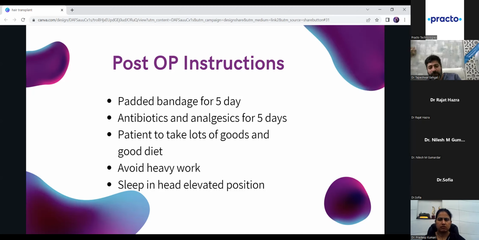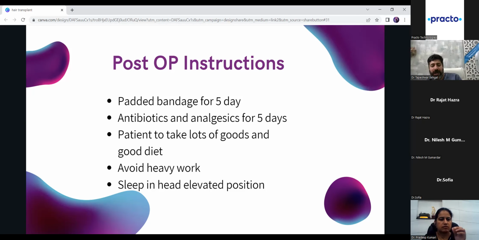I found patients more comfortable with the padded bandage because the serous discharge from the wound is really worrisome for the patient, and he is worried about the pillow getting stained. Even a drop of blood makes him very anxious. So I prefer doing a padded bandage over the full scalp, and this I explain to my patients beforehand also. You will be with the big padded bandage over your head for 5 days.